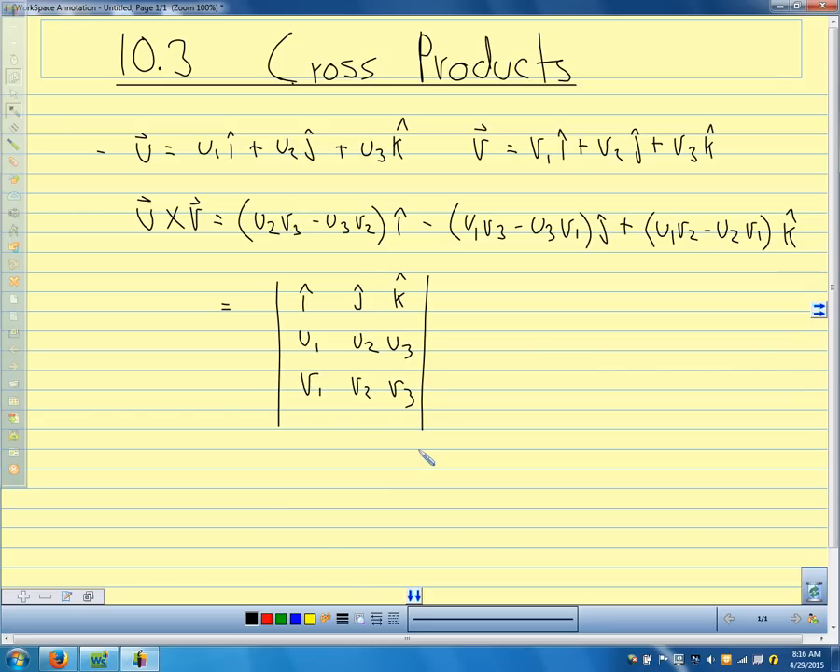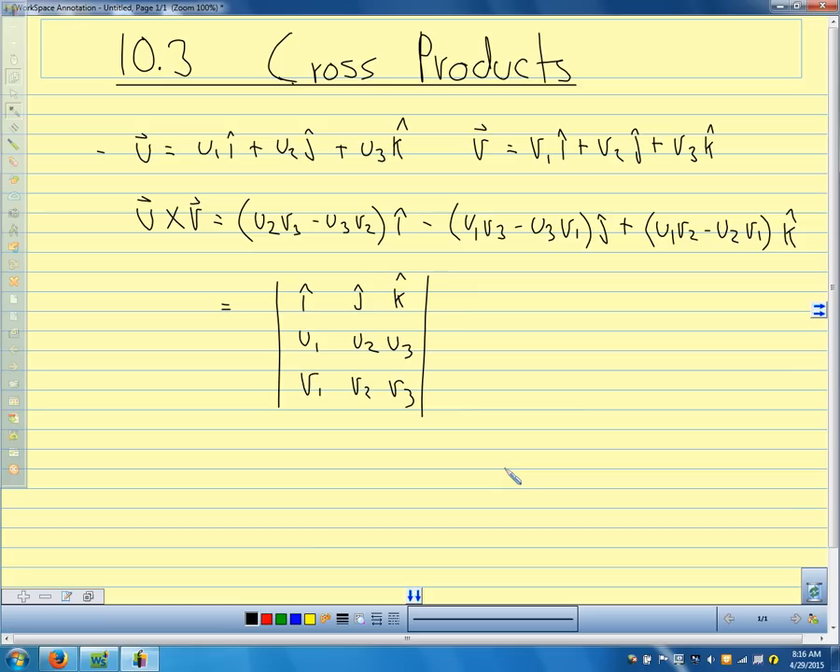Yes? So is that plus or minus the u1, u2? Which one? The part with k hat, the minus or plus? This is a plus. So we find the determinant of that 3 by 3 matrix. These things turn out to be our determinant of our 3 by 3 matrix. It's not really a determinant. This just gives us a nice, convenient way to evaluate a cross product.